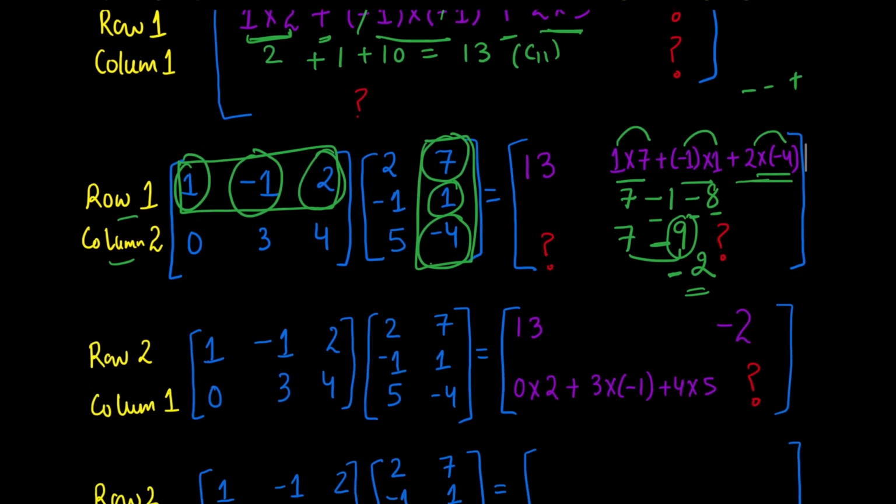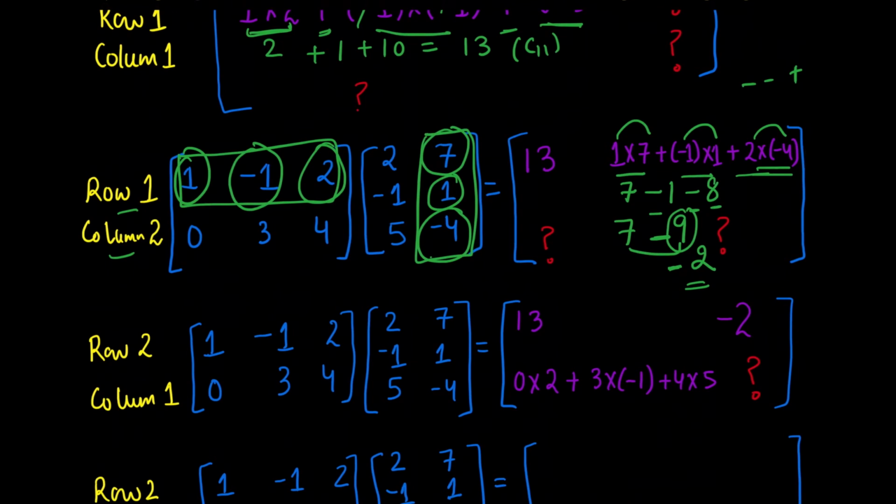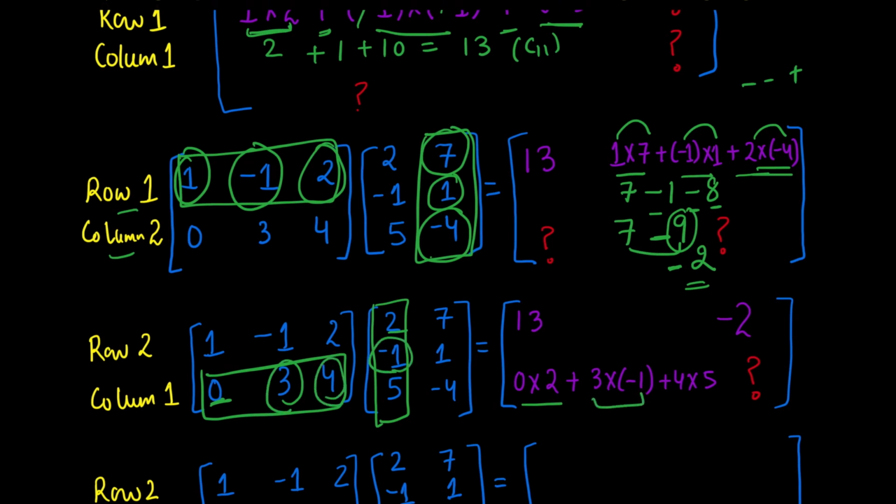Okay, so let's begin with the second row and first column. So again you select that and again multiply individually. So 0 times 2 plus 3 times minus 1 plus 4 times 5. So what is the result? Any number multiplied by 0 is 0. 3 times minus 1 is minus 3 and 4 times 5 is plus 20. So again plus minus minus, if you subtract 3 from 20 it's 17 and the biggest number is 20, so the sign is positive. So it's plus 17.